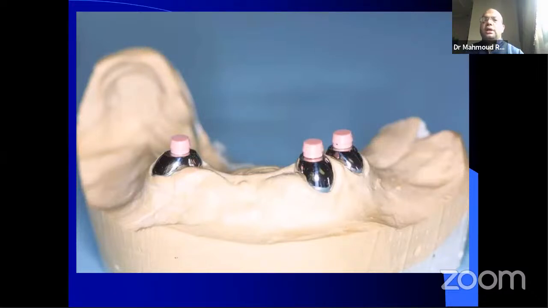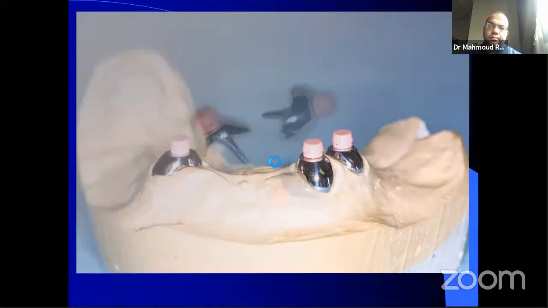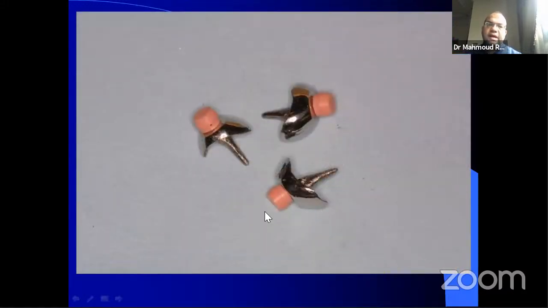Some technicians sometimes make an over finishing and polishing, making the bowl useless. So please don't cement the bowl inside the patient's mouth until you're sure that it attaches well with the cap, because it will be very difficult to remove it again from the abutment tooth. This is the final attachments.